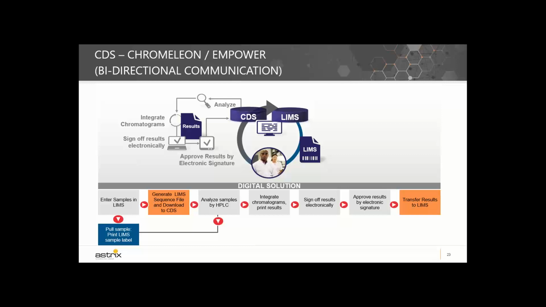It's usually a bidirectional interface where SampleManager is able to generate the sequence files that can be downloaded into either Empower or Chromeleon. After the samples are analyzed and the data is integrated, etc., on the Chromeleon or Empower, you are able to get those results back to SampleManager, so it's a bidirectional interface. So if you do have Chromeleon or Empower, it's highly recommended that you stick to a module here. Do not reinvent the wheel to do this communication between SampleManager and your CDS application.